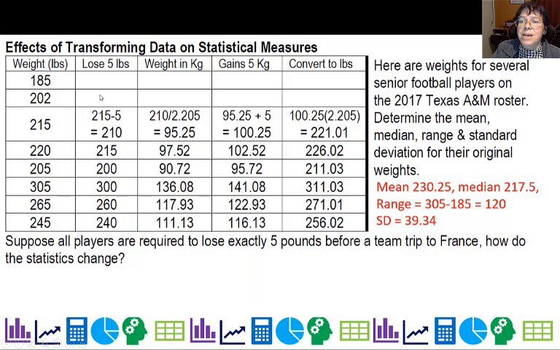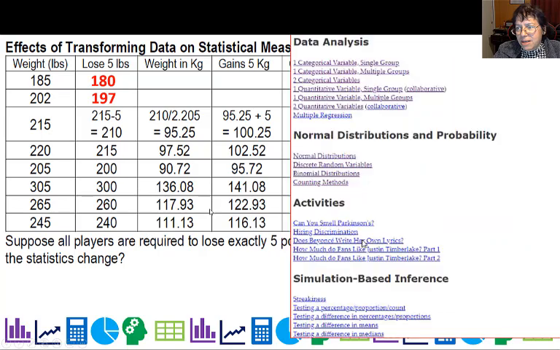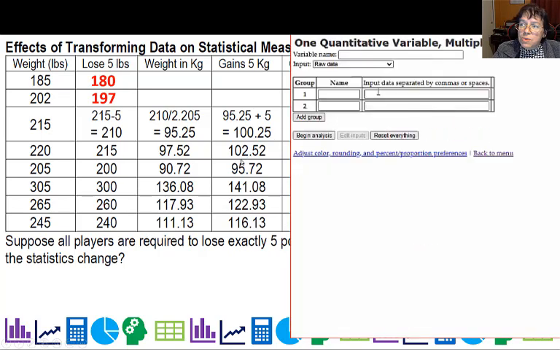So now we're going to say that the coach puts them on a diet because they're going to France, and he wants them to lose exactly 5 pounds. And let's pretend they can all lose exactly 5 pounds. So I'm going to just subtract 5 pounds from all of those, and I already did it here. And I'm going to put my new set of data into the applet. They do have a cool thing where you can do multiple groups, and so I'll put my football weights in there again.